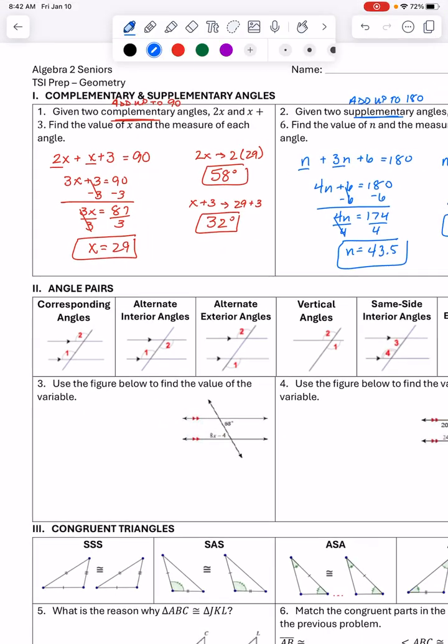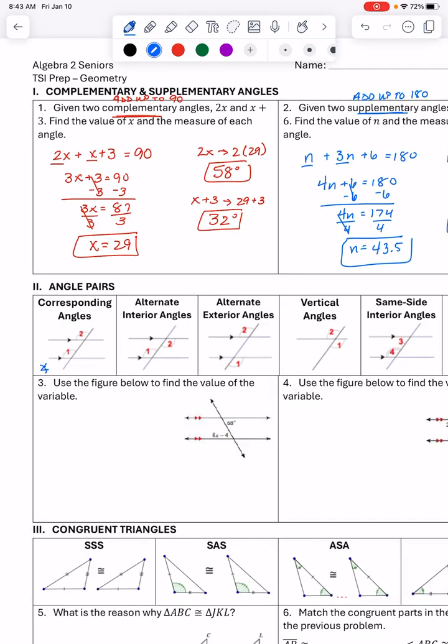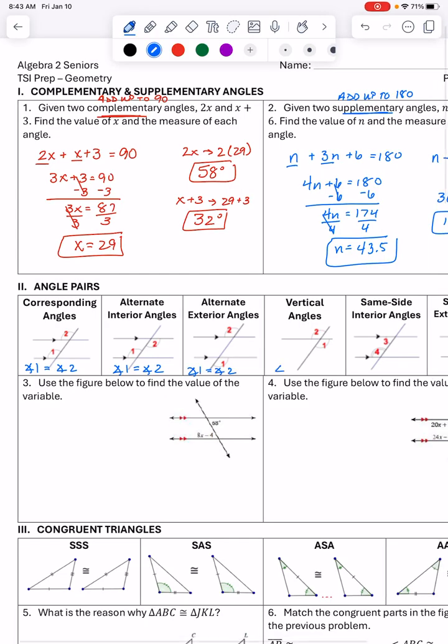Now, angle pairs, right? Having to work with these. Bunch of different things going on, but basically you just have to know, are my two angles equal, or do they add up to 180? It's pretty much what you're looking at here. So corresponding angles. In this first part, angle 1 and angle 2, they're equal. Corresponding angles are congruent, or they're equal, okay? Same thing with alternate interior angles. In this one, angle 1 is congruent or equal to angle 2. Alternate exterior is the same thing. They're equal. Vertical angles are equal or congruent, okay?